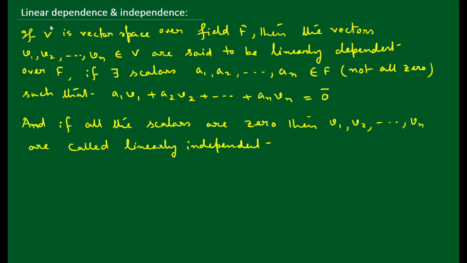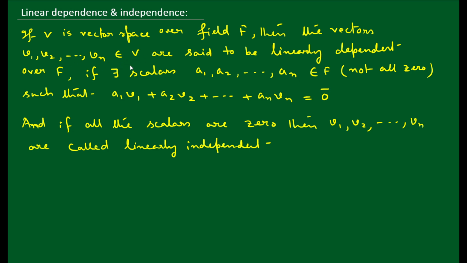Suppose capital V is a vector space. यहाँ पे capital V क्या है? Vector space over the field F. Okay, over the field F. So V is a vector space over the field F. Then the vectors, अभी हम लोग capital V से कुछ vectors लेंगे. We'll take some vectors, okay, from capital V: V1, V2 and then Vn. So these are all elements from capital V.